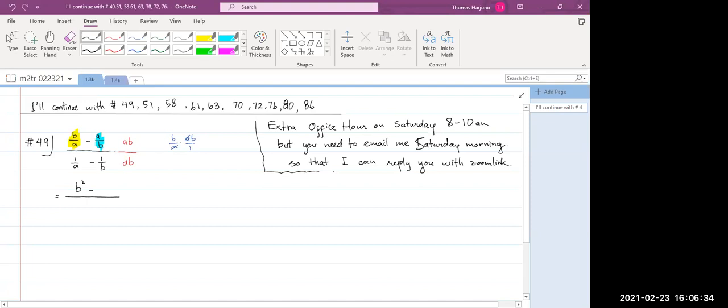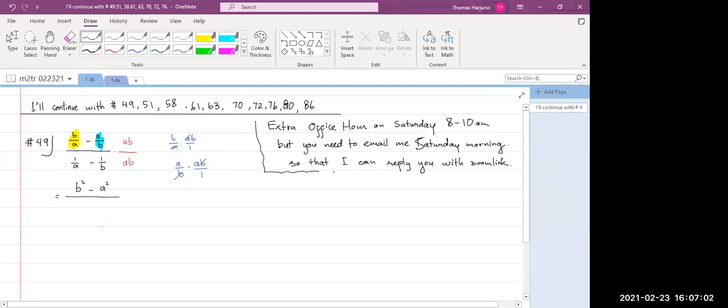Anyway, let's come back here to number 49. We did the top left already. How about the top right? A over B multiplied by AB. The nice thing about multiplying by the LCD is it must cancel the denominator and clean up the complex fraction, so it becomes just a regular fraction. So what happened on the top right here, it becomes just A squared.